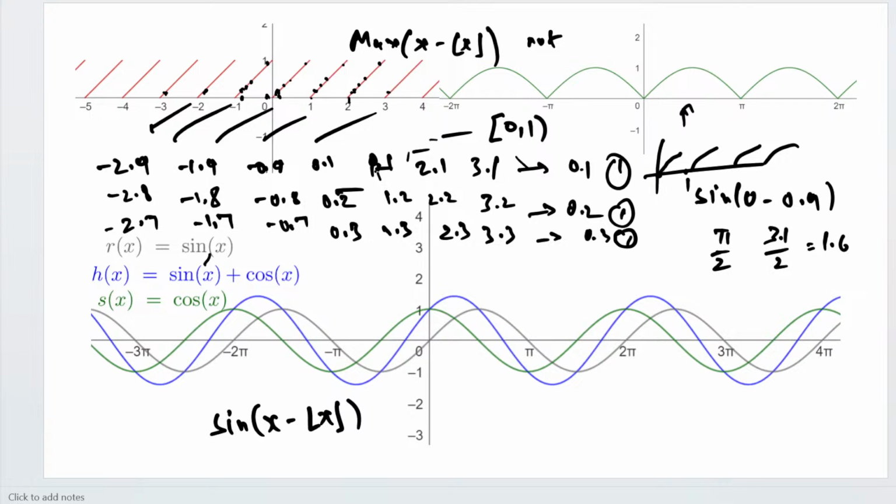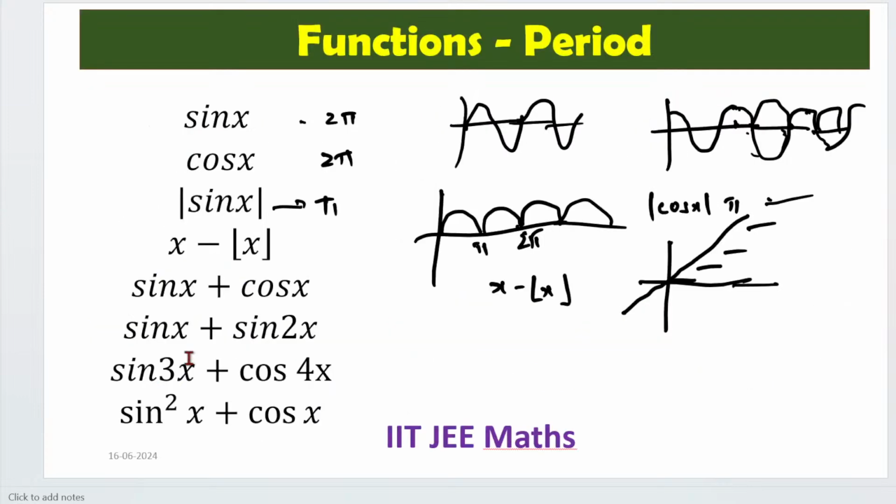So next one, let's get into sin x plus sin 2x. Sin x repeats itself after every 2 pi. 2x will repeat itself after every, you tell me, sin 2x, pi by 2 or pi? Pi. Sin 2x will repeat itself after every pi. Very good. But then what is the sum? When will the sum repeat itself?